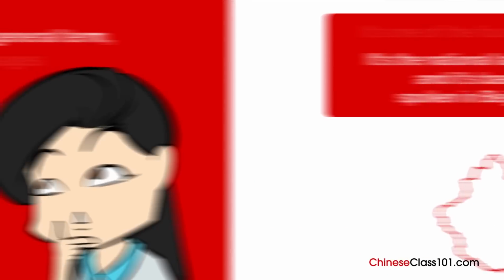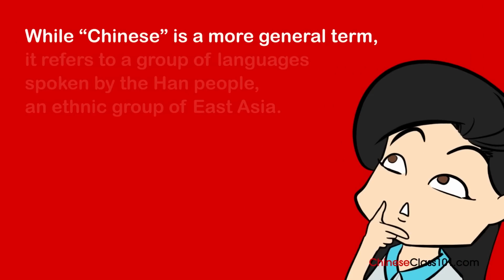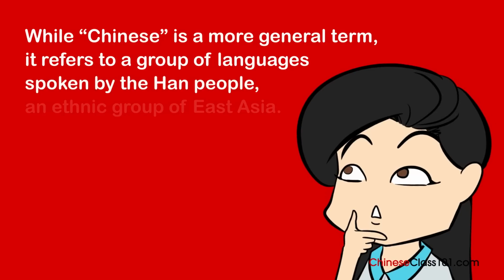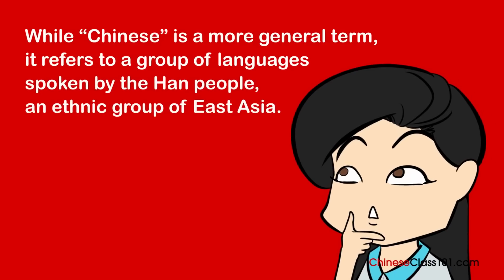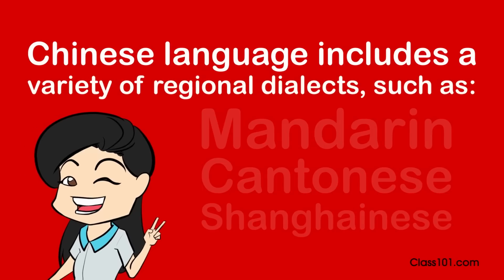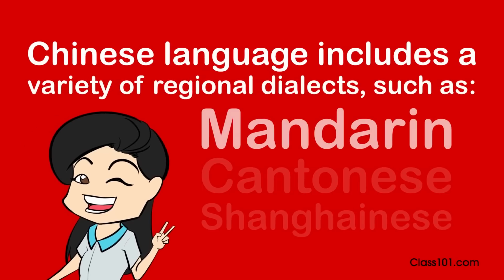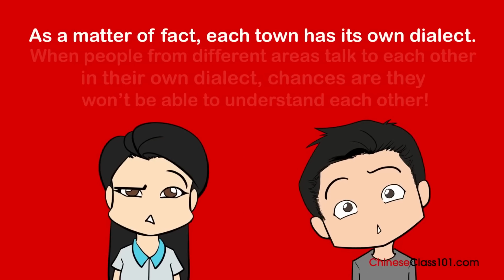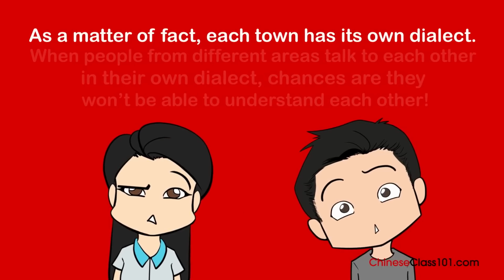While Chinese is a more general term, it refers to a group of languages spoken by the Han people, an ethnic group of East Asia. Chinese language includes a variety of regional dialects, such as Mandarin, Cantonese, Shanghainese, etc. As a matter of fact, each town has its own dialect.